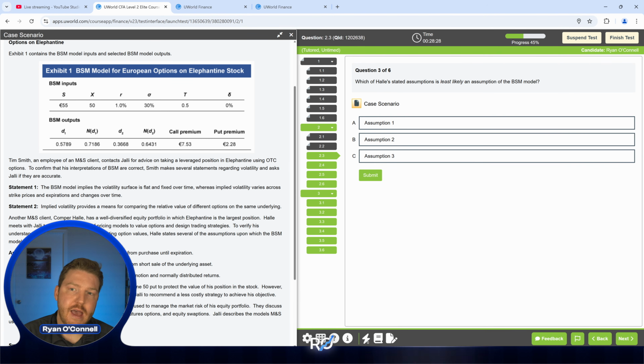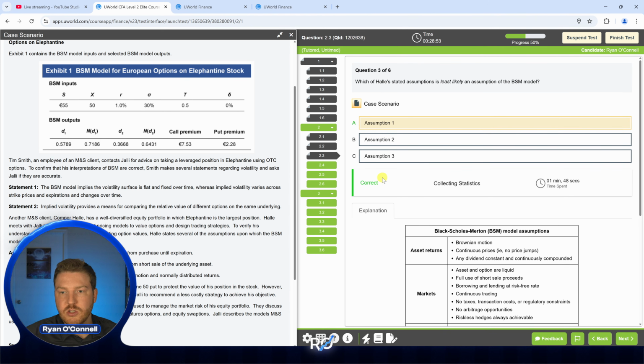But one thing you should know about the Black-Scholes model is that it's based on European options, which means that they're only exercisable at expiration. It's not for American options, which would be exercisable at any point until expiration. So if we're talking about which of these stated assumptions is least likely an assumption, it would be that you could just exercise them whenever you want. That would be an American option, which they're not for. So I'm going to go with the assumption A.